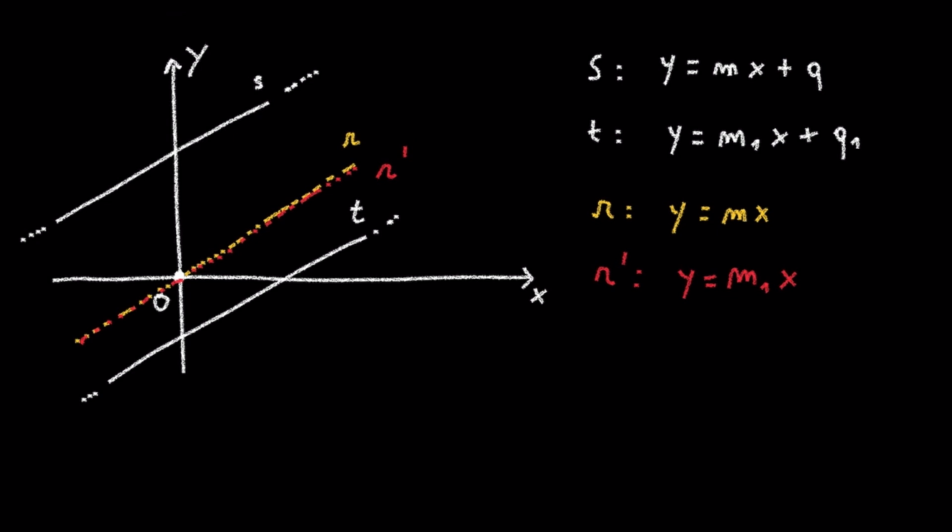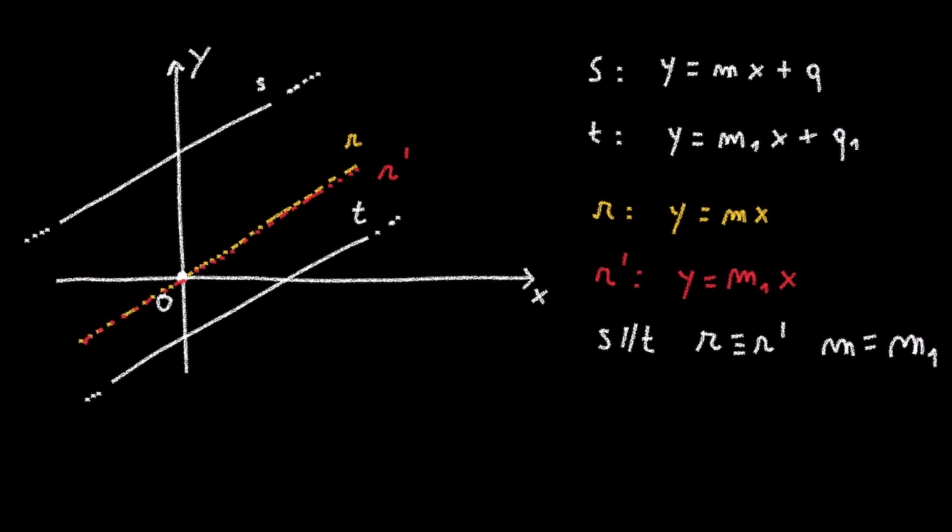Let's suppose line S and T are parallel. Therefore, the two lines R and R' must coincide, because there is only one line passing through the origin that is parallel to the two parallel lines. As a consequence, it must be that m equals m1.